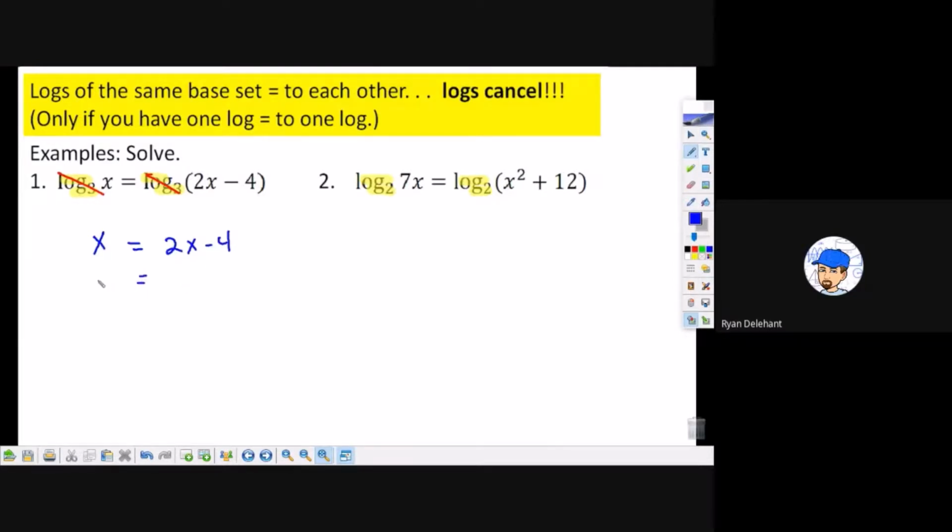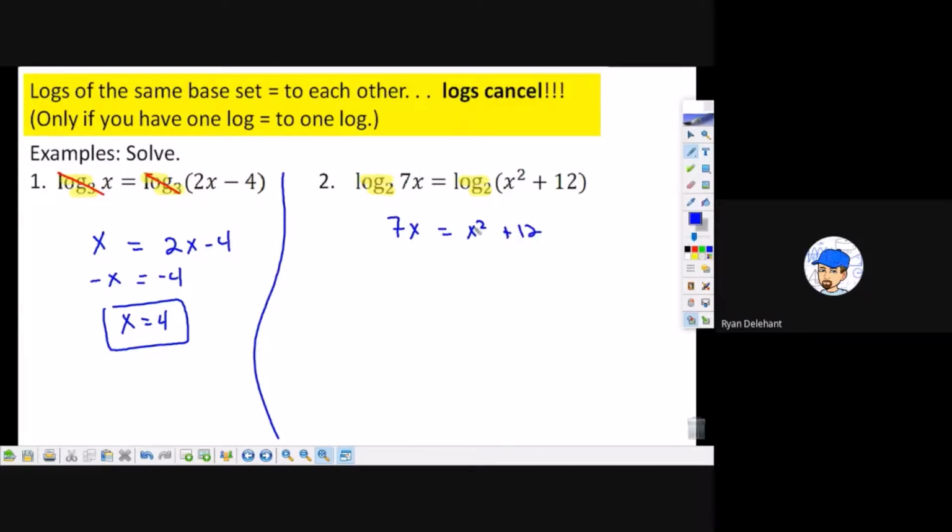So let's see, if we subtract that, we get negative x is negative 4. So x is going to be 4 for this problem. And you usually end up with either a linear or, like this one, a quadratic. 7x equals x squared plus 12. If you ever get a squared with it, it's a quadratic, you're going to have two answers. You need to make sure that you set this equal to 0. Move everything to one side. So I minus the 7x over here. And then you need to factor this with the box to find the answers.